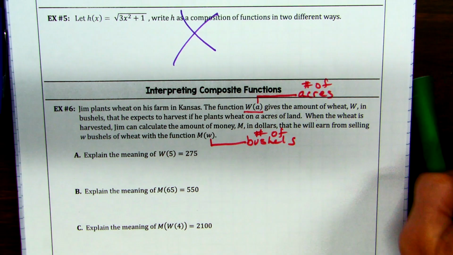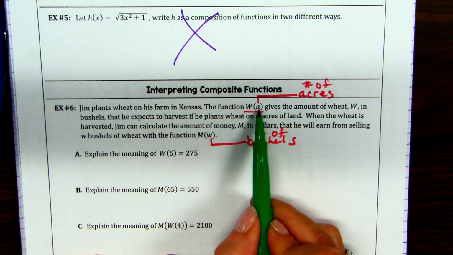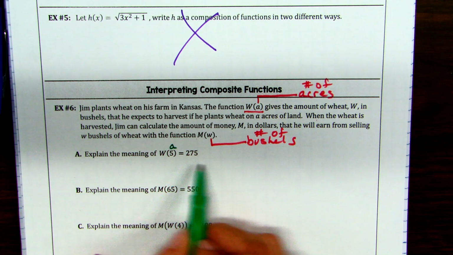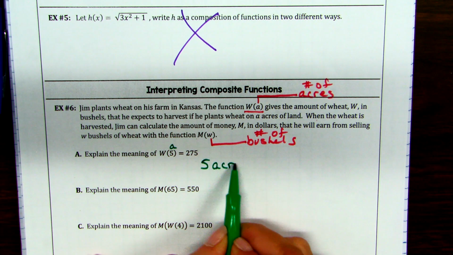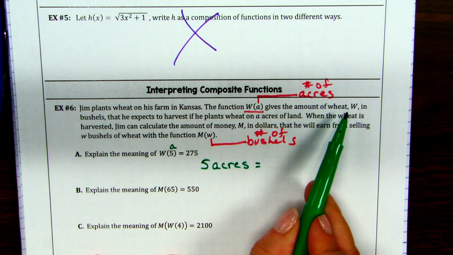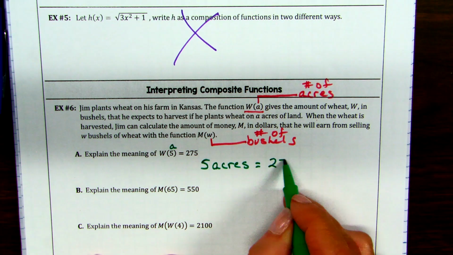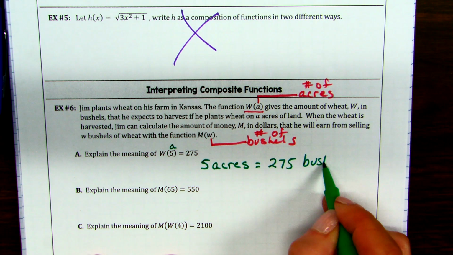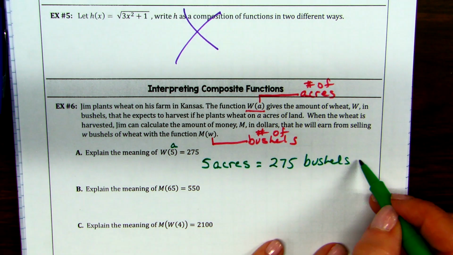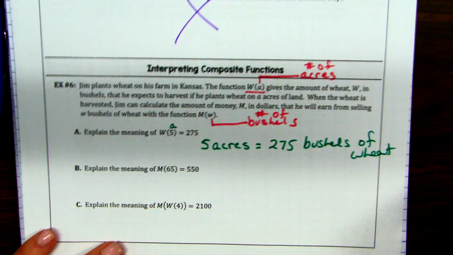Okay, so just interpret what this is saying. So the W, that's this one. Whatever's in the parentheses is the A, right? So that's 5 acres equals, and what does W of A mean? Bushels of wheat. So he'll have 275 bushels of wheat. I'm just interpreting W of A. There's nothing fancy going on yet. Okay? So M of 65.